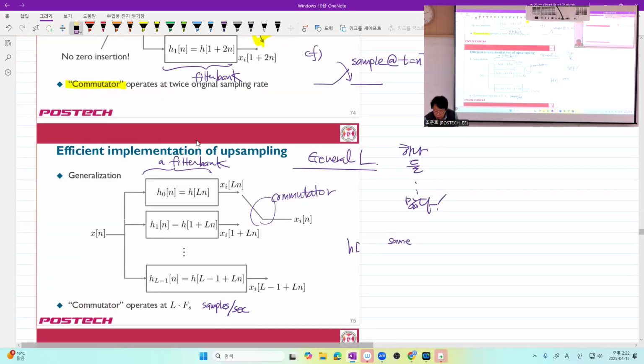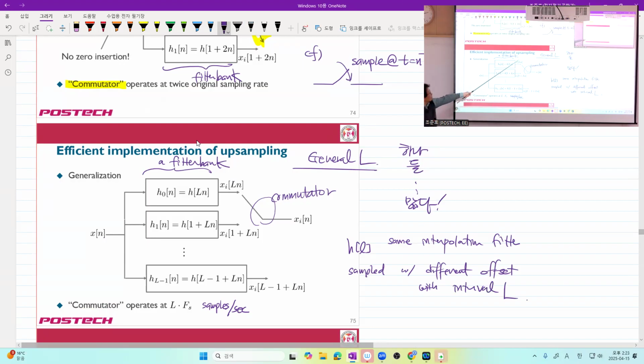Let me use L. Same interpolation filter sampled with different offset with interval capital L. Got it?